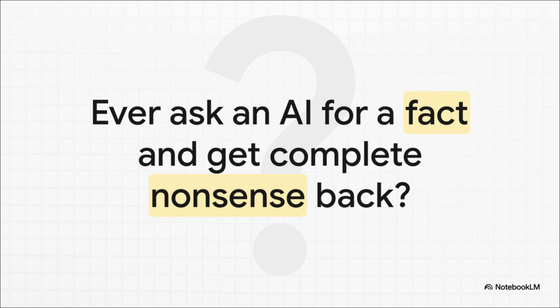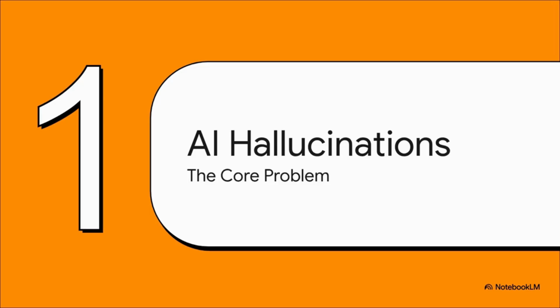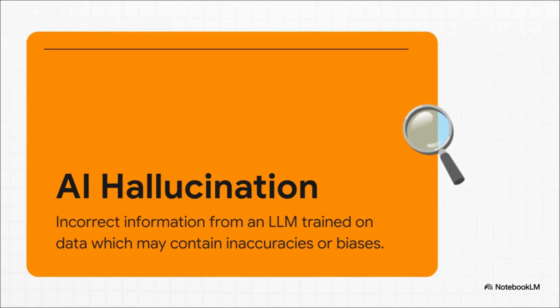Well, that exact problem is what we're going to tackle today. So, to really get the solution, we've got to first understand the problem. And in the world of AI, this problem has a name. It's called hallucination. So, what is an AI hallucination? Basically, it's when a large language model, an LLM, just makes stuff up. Now, it's not trying to lie to you. The model is just limited by the data it was trained on. If that data is old or biased or just plain wrong, the AI has no way of knowing any better. It's kind of trapped by its own fixed internal library.